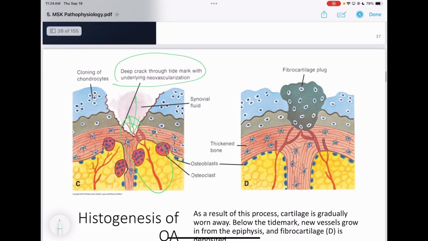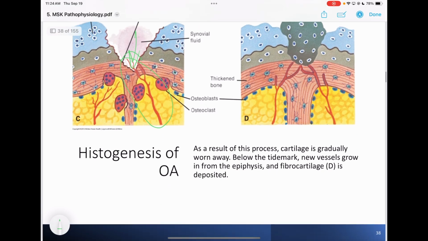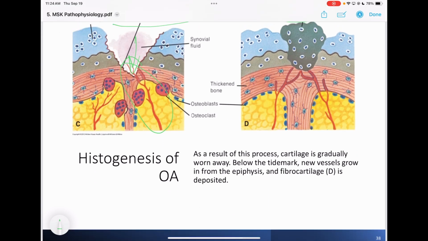Then we get a fibrocartilage plug. We have to repair that tissue. We can't leave that area there by itself. Okay, so new vessels grow into that area to repair that damage, but it doesn't repair it in the right way.